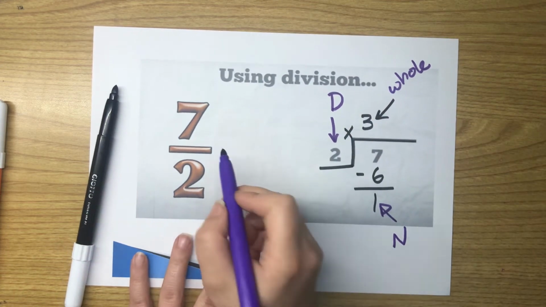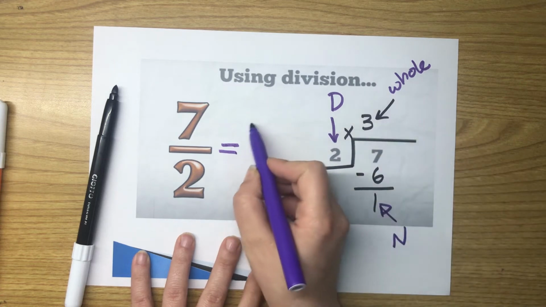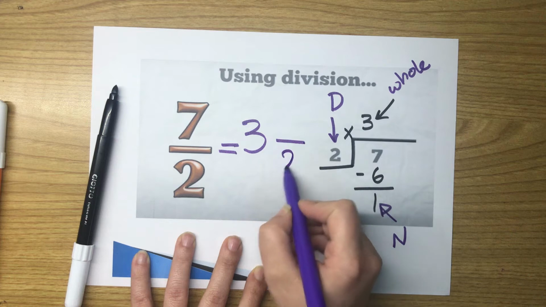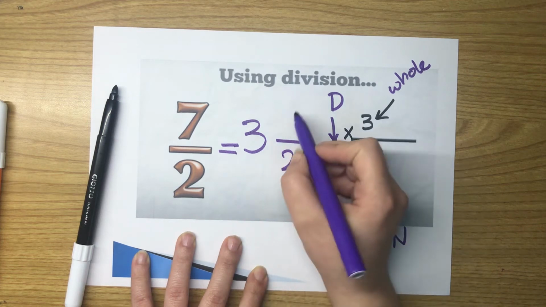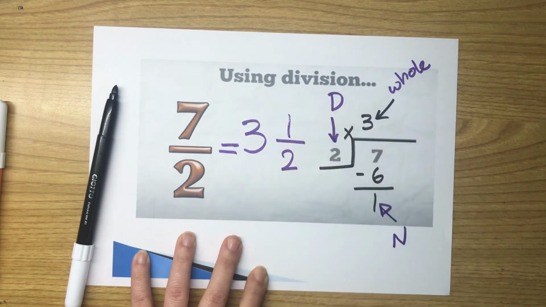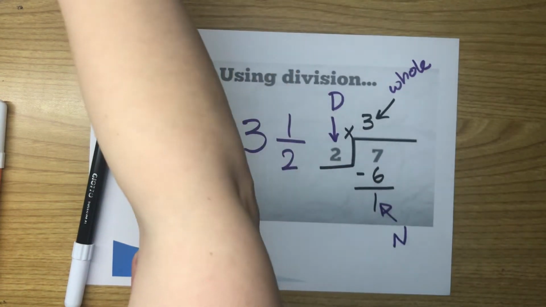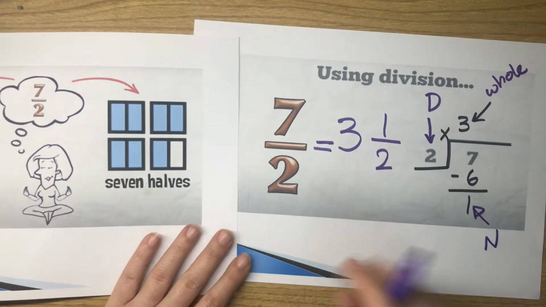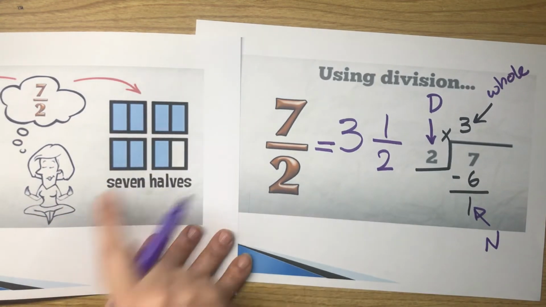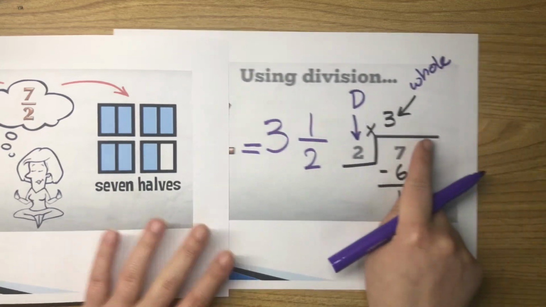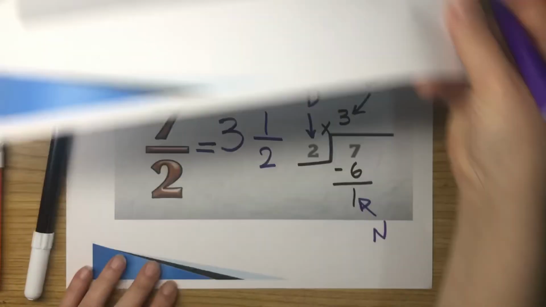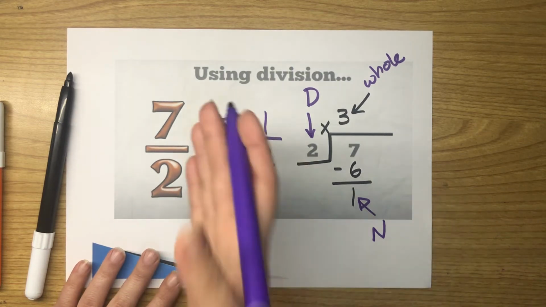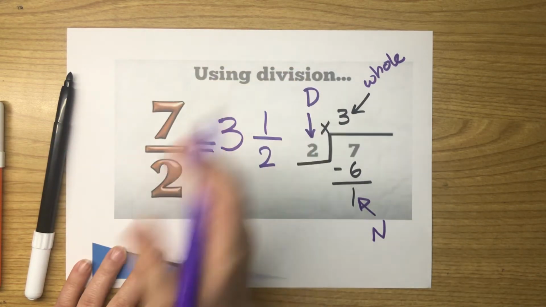Let's arrange them. So 3 as a whole. The denominator is going to stay as 2, and the numerator, which is the remainder, is 1. Let's look at our diagram. Let's check. Yes, there are 3 wholes and 1 half. This is what we get from using long division to change the improper fraction into a mixed number.